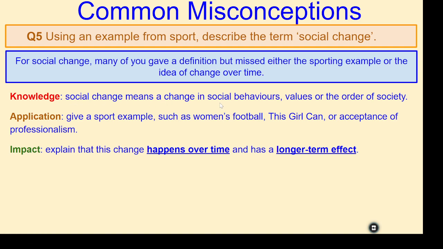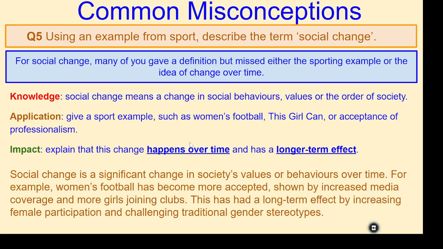Now look, KAI: what's my knowledge, what's my application, what's my impact? Social change means a change in social behaviours, values, or the order of society. You did that really, really well. Give a sporting example, such as women's football. Most of you chose that one. This Girl Can, as a campaign, or an acceptance of professionalism within sport. Think about the work that we did at the back end of emergence of sport and how professionalism impacted sport itself. The impact is that change happens over time and it has a long-term effect on society.